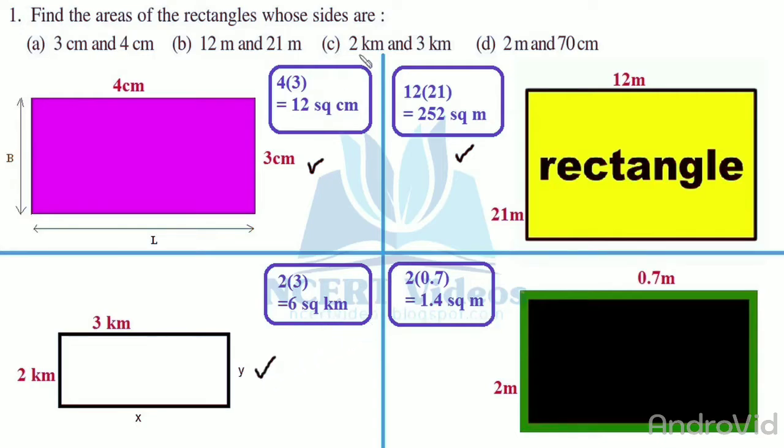Now last part, 2 meter and 70 centimeter. Here there's a problem in units. We have to make it with a similar unit. So we will change 70 centimeter into meter. This is 0.7 meter, because 1 meter equals 100 centimeter. So when we multiply it, 7 times 2 is 14, and we place one decimal towards the left hand side, so we get 1.4 square meter. Meter is a converted unit. So this was your first question.